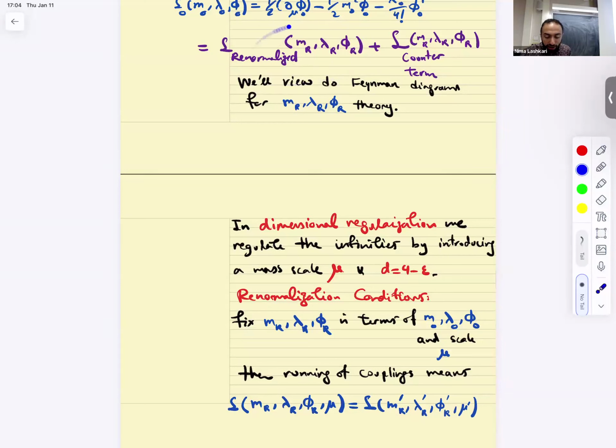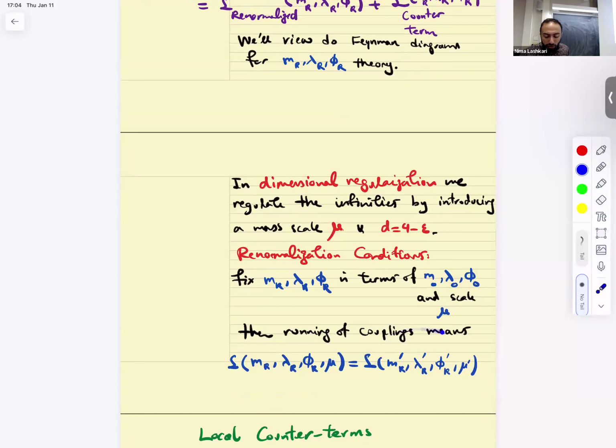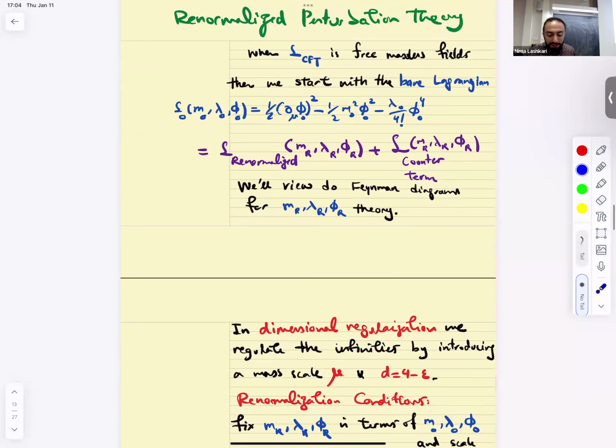Splitting something infinite into an infinite piece and some finite piece is not a canonically well-defined thing, so it's scheme dependent. The MS-bar scheme did that for every particular value of mu. For each mu, you end up with this Lagrangian. If you pick a different mu, mu prime, your couplings and fields will change. This is the running of couplings in renormalized perturbation theory. Another way of saying all of this is that in this splitting, mu played a role. The fact that the left-hand side, the bare couplings, are independent of mu is the renormalization principle.